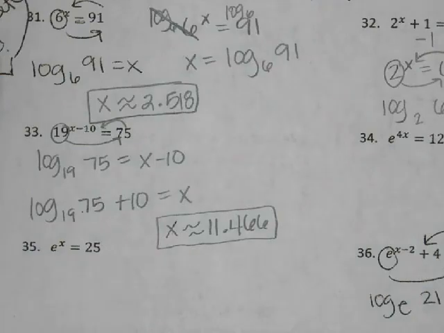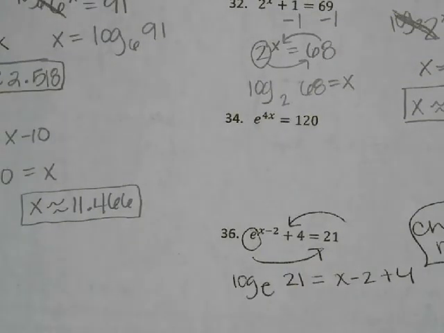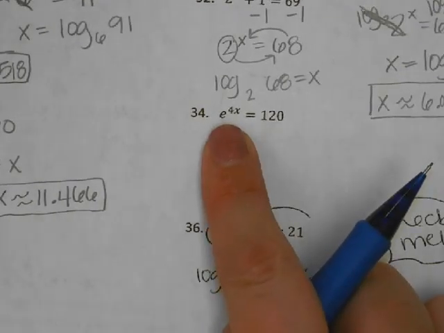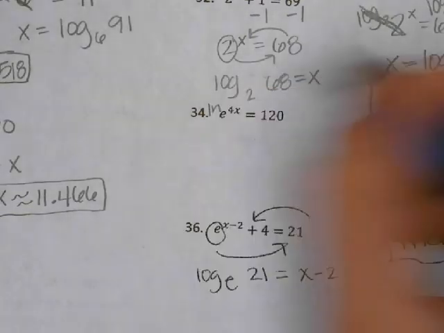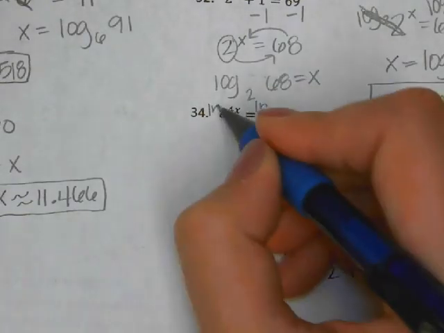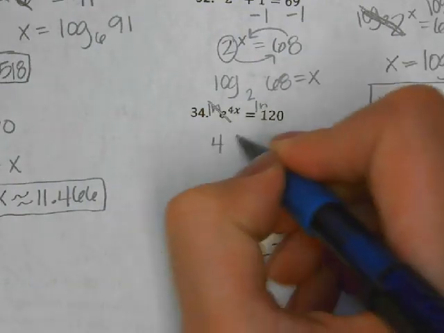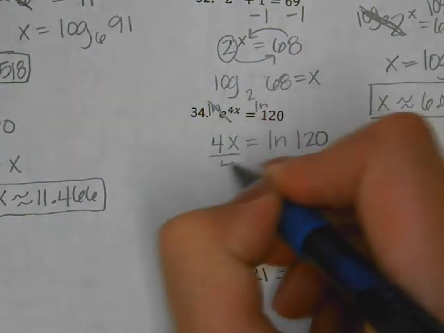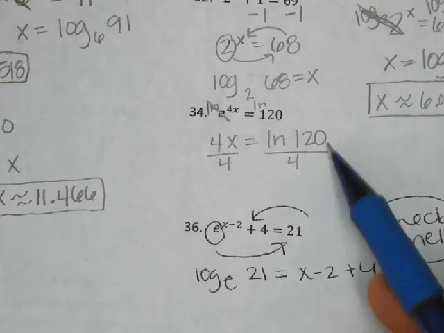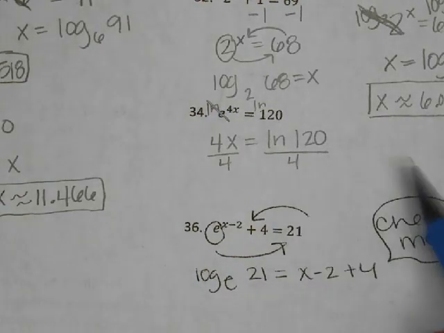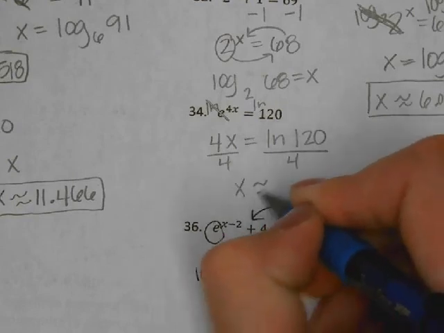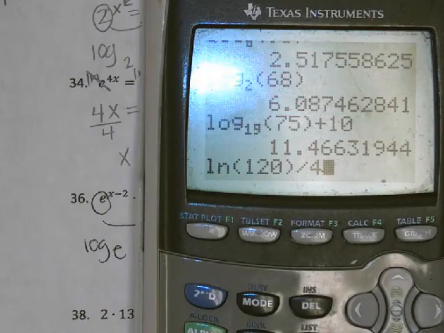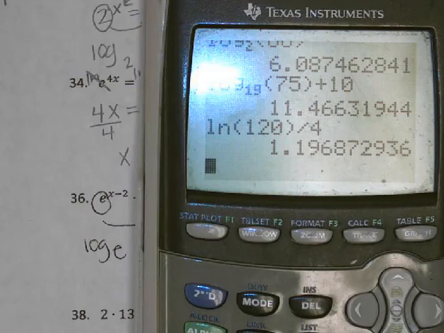All right, and this time we want to make sure we do one of the E problems. This time I'll go ahead and use the inverse method. So the opposite of E is ln. So I'm going to say ln the left side, ln the right side. ln E cancels, and so I get 4x equals ln of 120. And then I'm going to go ahead and divide by 4. And it's not 120 divided by 4, it's that whole thing, ln of 120 divided by 4. So I'm going to type ln of 120 and then divide it by 4, and I get 1.197.